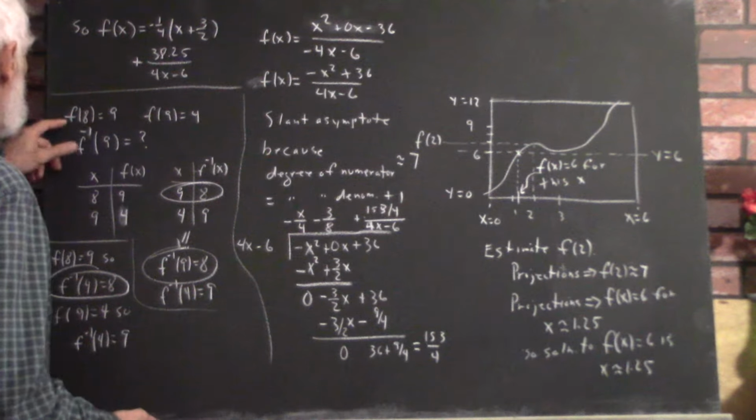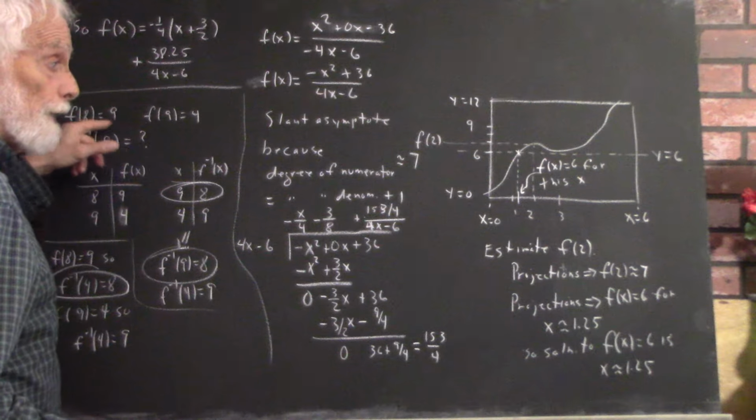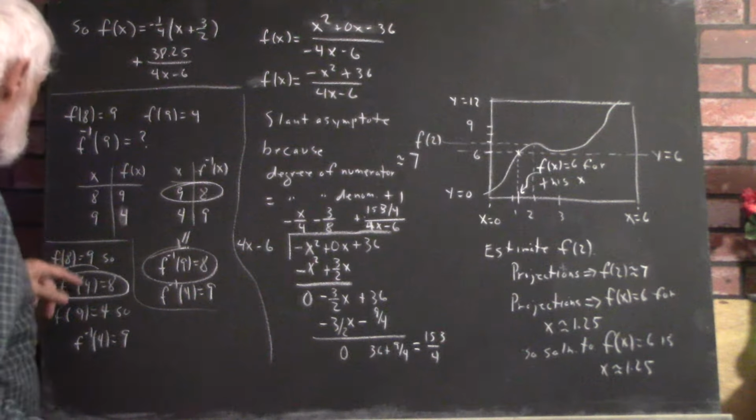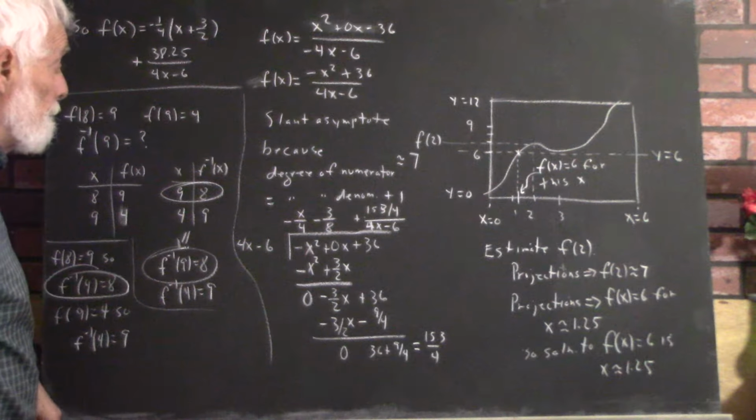Alternatively, if f of 8 equals 9, then f inverse of 9 equals 8. So we just write f of 8 equals 9, so f inverse of 9 equals 8. And also we write this, f of 9 equals 4, so f inverse of 4 equals 9. And we notice that we have our answer right here, f inverse of 9 equals 8.